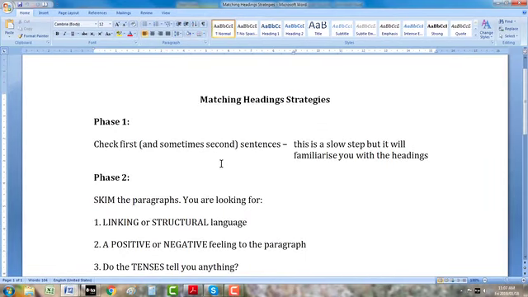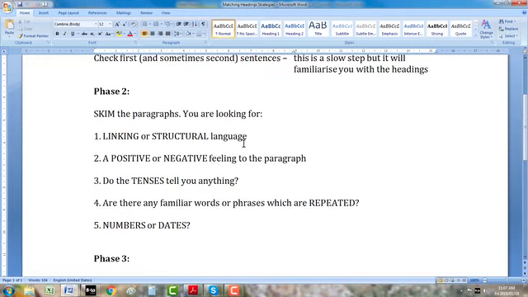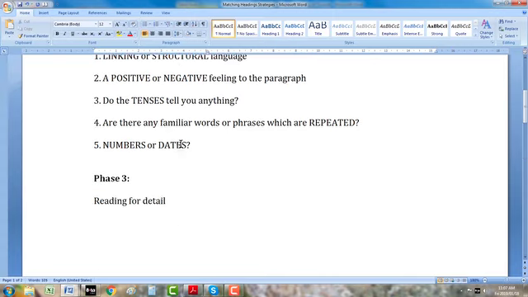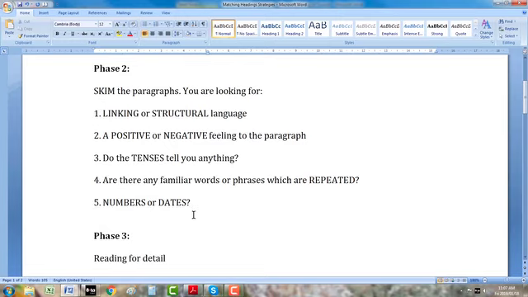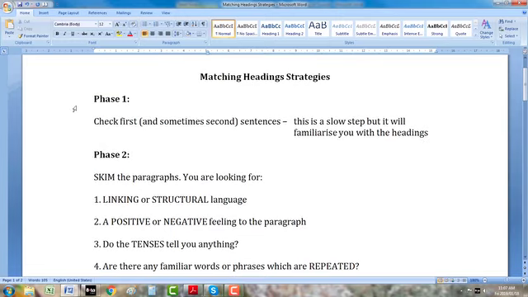Right, so just a reminder of our strategies. The first phase, we're going to just check first, maybe second sentence. Second phase is probably the most important phase. It's the skimming, where you're looking for certain structural things, you're looking for positive, negative, all of these things. And if we can't find any of them, then we go into phase 3, the reading for detail, for the more difficult ones. In this matching headings, I want to show you that you don't have to do all phase 1, then all phase 2.